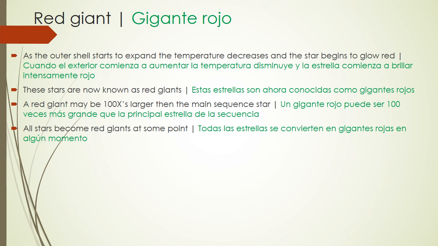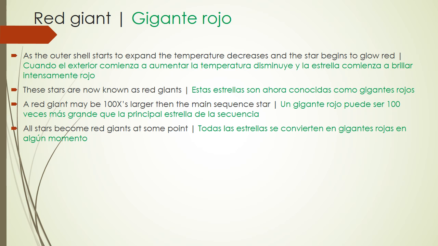So these red giants, these are formed when stars actually begin to die. And what happens is the outer shells start to expand. So the inner temperature decreases, there's less hydrogen, there's less energy being produced by the star, and as that happens, the star itself starts to actually expand out. This becomes what's known as the red giant phase.